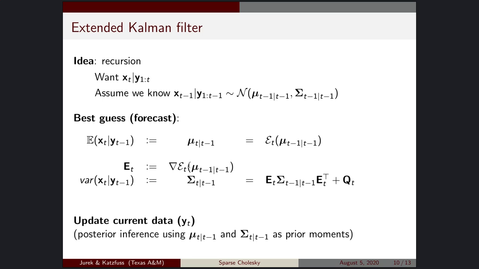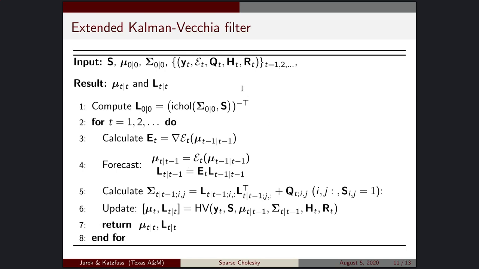Let's see in all gory detail how this would all fit together. The final method, the so-called extended Kalman-Vecchia filter, proceeds as follows. Again, we start with the sparsity matrix S and the moments of the distribution at time 0. Then for each time point, we have a vector of observations, a transition function, a matrix that captures model errors, and the H and R matrices, which again relate the latent state with the observations in the Gaussian case. The algorithm produces an approximate mean and a factor of the covariance matrix.